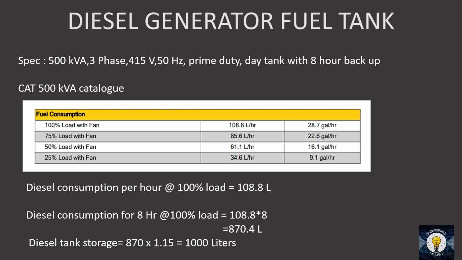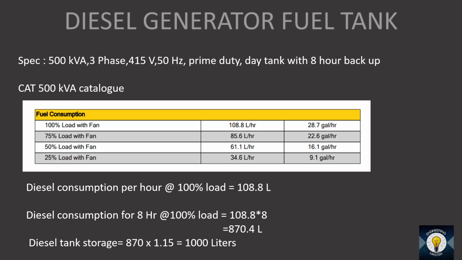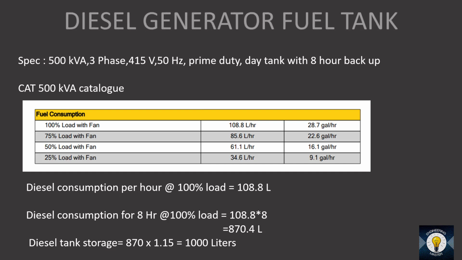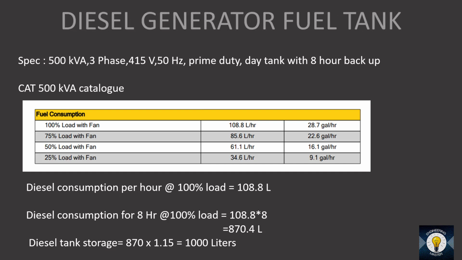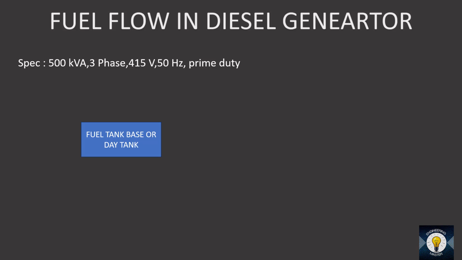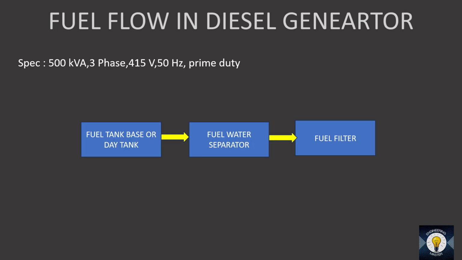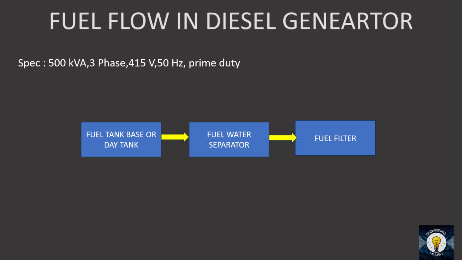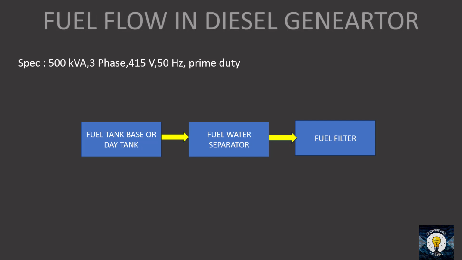So diesel tank storage sizing will be 870 into 1.15, approximately equal to 1000 liters. So our diesel tank capacity shall be approximately 1000 liters for 8-hour backup at 100% load. From the fuel tank, the diesel goes to the fuel water separator and fuel filter. In some generators, the fuel water separator and fuel filter are found together. In other generators, they are two separate components.